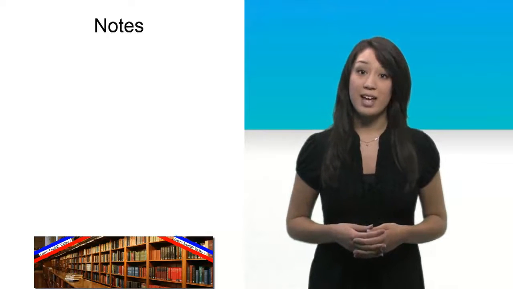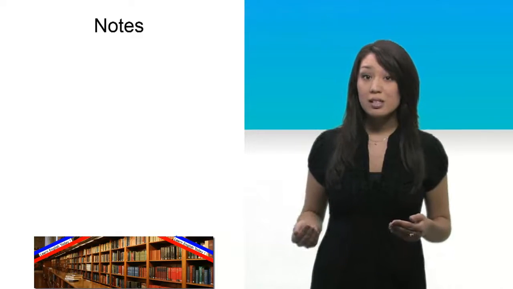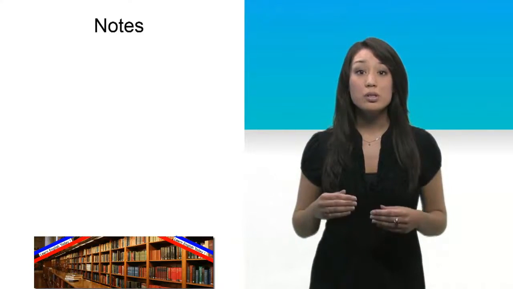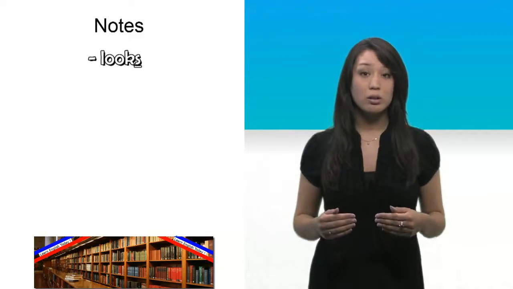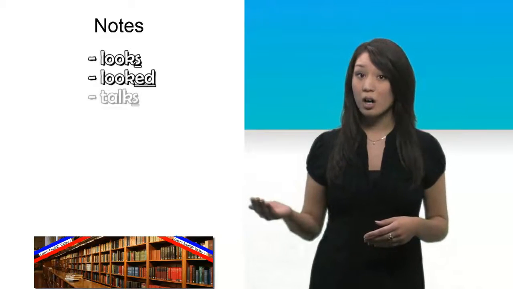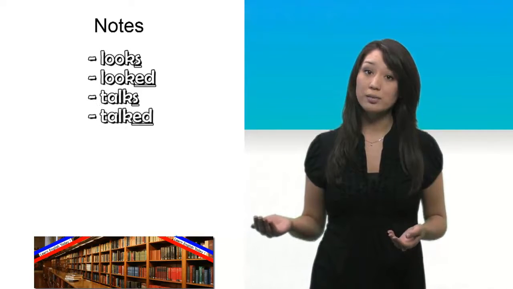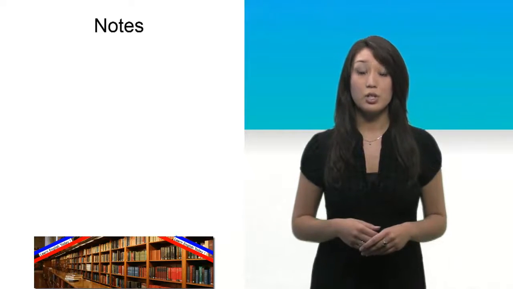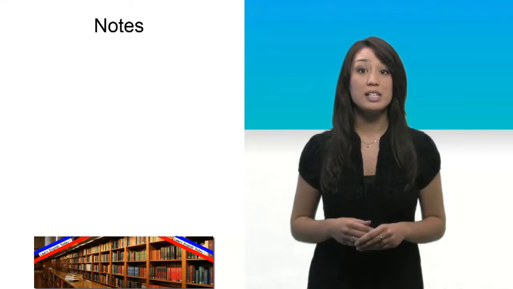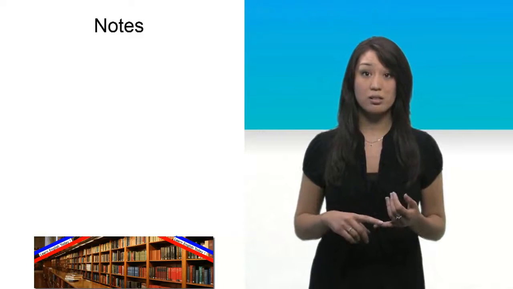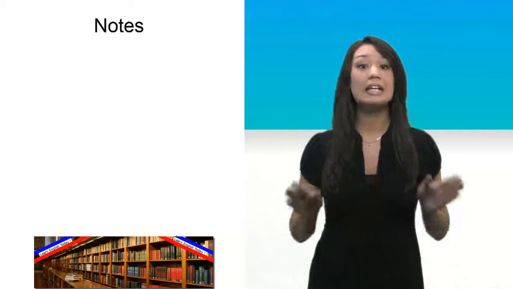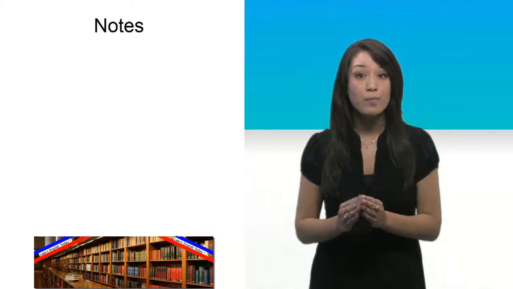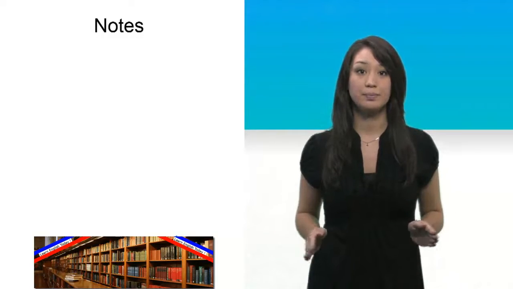Sometimes verbs have endings like s or ed. So you will see looks or looked, talks or talked. These are not infinitives. To get an infinitive, you must take off the s, ed, or any other ending so that you only have the verb and nothing extra.